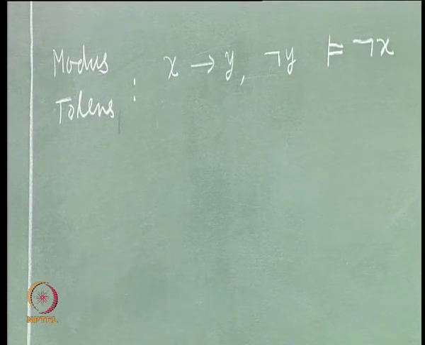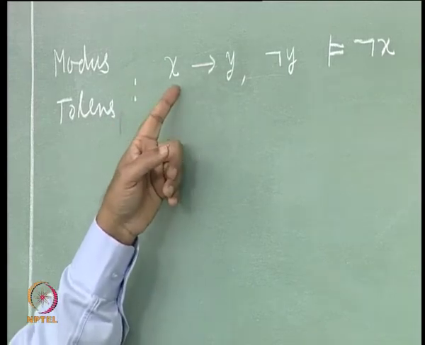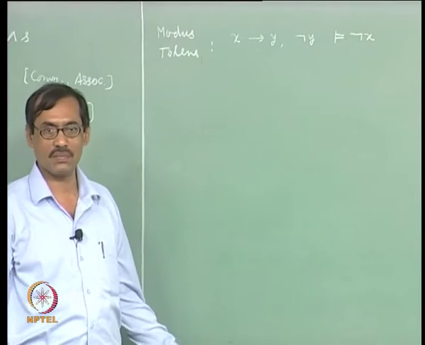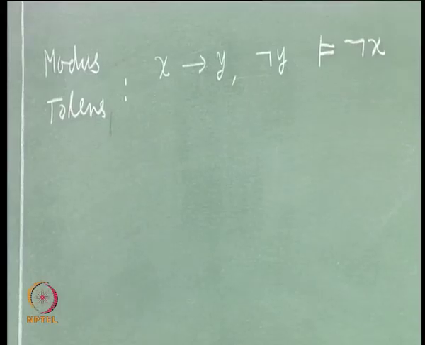Okay. This is not difficult to see. See, by contraposition, x implies y is equivalent to not y implies not x. Now, use modus ponens. So, it is a combination of modus ponens and contraposition. Okay. Let us see the third one.